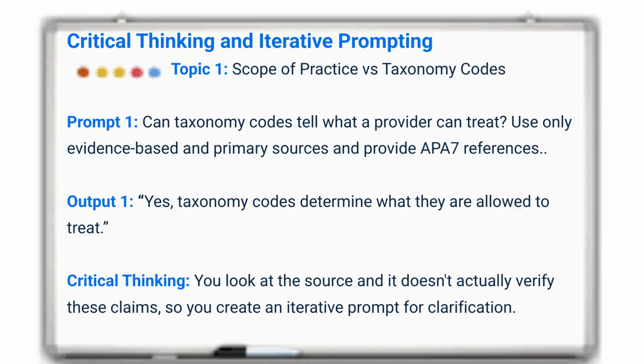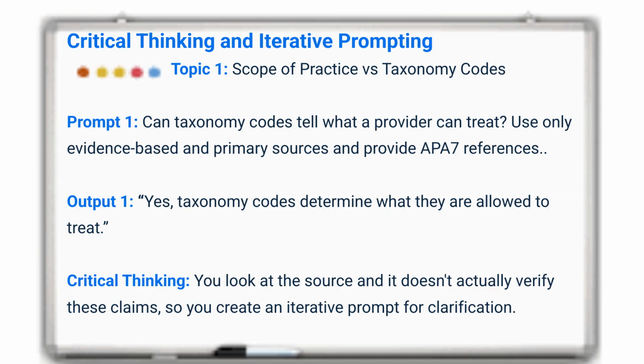Let's discuss critical thinking and the importance of iterative prompting. First topic, scope of practice versus taxonomy codes, which are standard descriptive codes that classify healthcare providers by type and specialty. You learn these codes in healthcare programs, but you don't know how to use them to find your provider's scope of practice of approved medical practice acts.